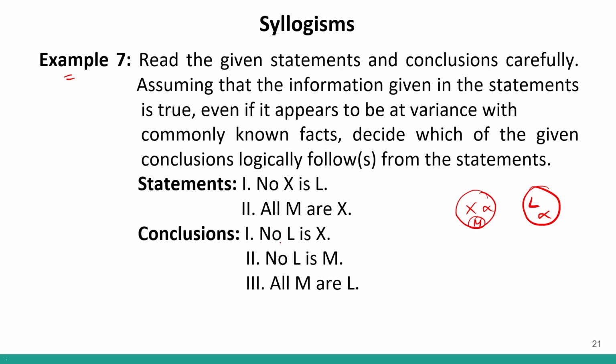Now let us look at the conclusions. No L is X. This is true, definitely, because X and L are separate entities, they're not overlapping. No L is M. This is also true because M is a part of X, and X cannot overlap L. Therefore, this is also true that no L is M. Third one is all M are L. This is definitely false.